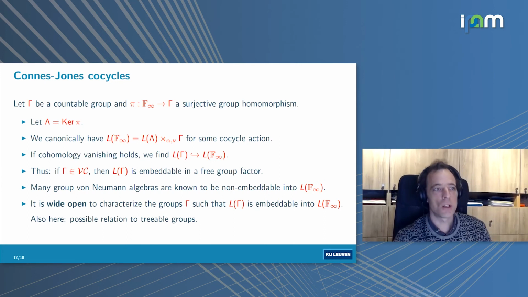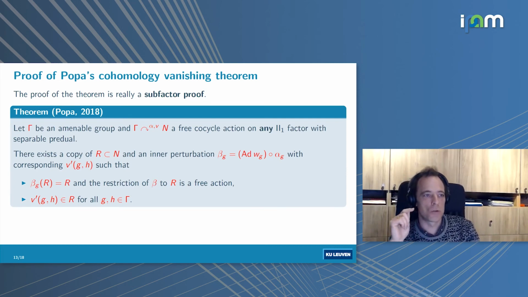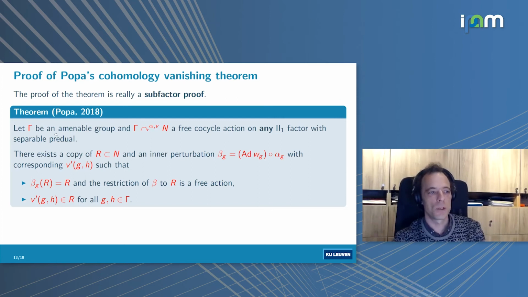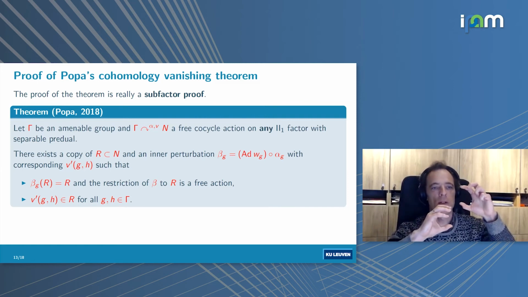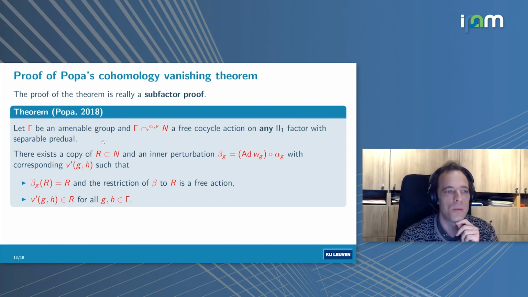Okay. Now, it's also interesting to note how actually Sorin proved this cohomology vanishing for arbitrary II_1 factors, because it's through a reduction to the hyperfinite II_1 factor. And the reduction is via a subfactor proof. So what did Sorin really prove? What he proved was that if you have an amenable group acting with a cocycle action on any II_1 factor, then actually inside N, you can find a copy of the hyperfinite II_1 factor on which everything is happening. So what does it mean, everything happening on this copy of R?